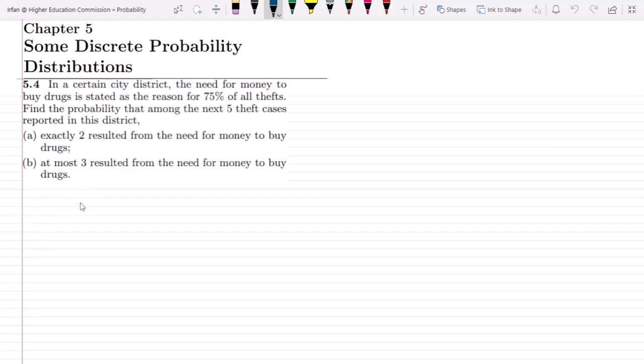Before going into the detail of this solution, let me first write that down and see which type of probability it is and how we can find it out.